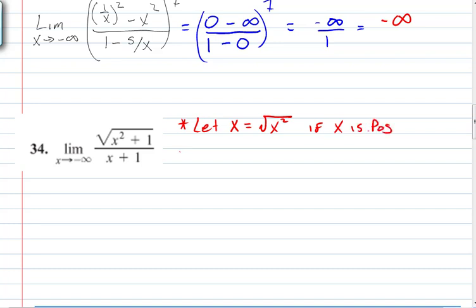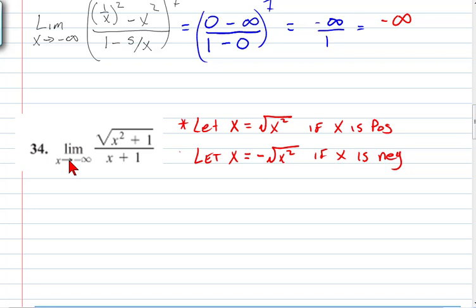Right? If x is positive, this is true. The square root of x squared is x. And we're going to let x be equal to the opposite of the square root of x squared if x is negative. Because if you square a negative, you get a positive. The square root of a positive number is a positive number, but x is negative, and a negative number can only be equal to a negative number, so we have to stick that negative in front there.